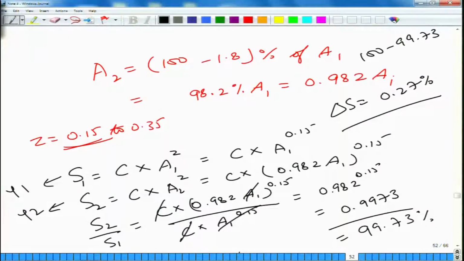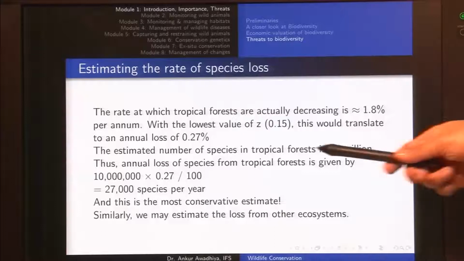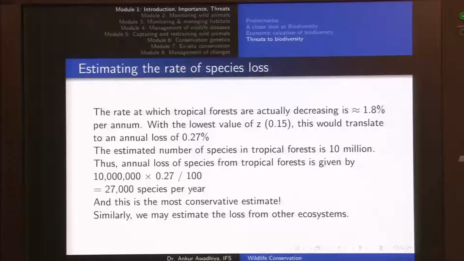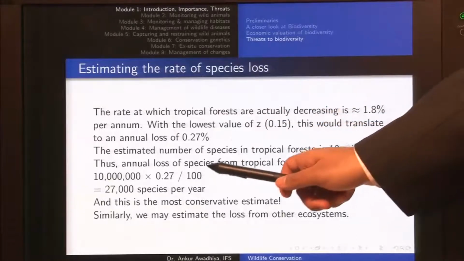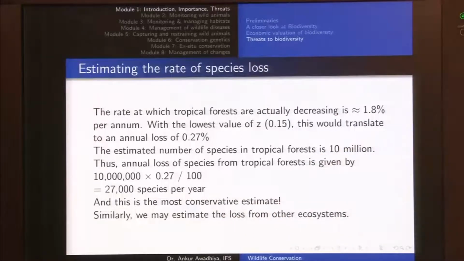So, just by reducing our area by 1.8% every year, we are reducing our number of species by 0.27% every year. Now, this 0.27 might look like a very small figure. Now, coming back to the slides, if we see the estimate of the number of species in tropical forests, we see that the number of species is close to around 10 million. Now, if we take 0.27% of 10 million, we get 27,000 species that we are losing per year.